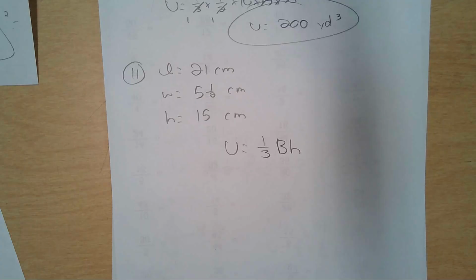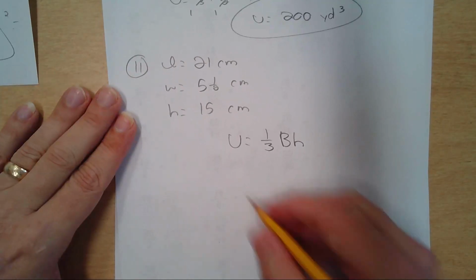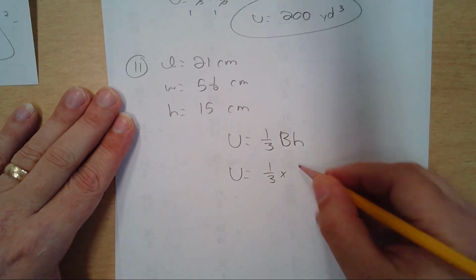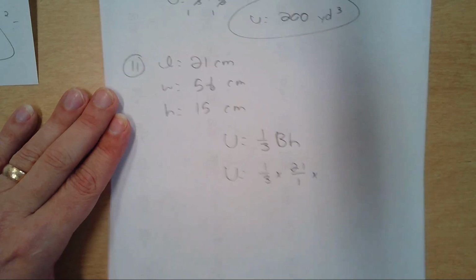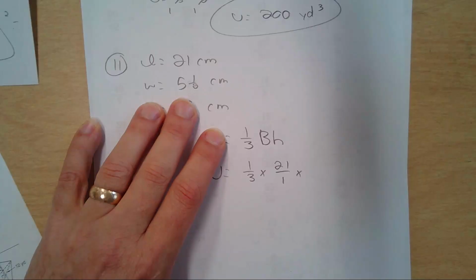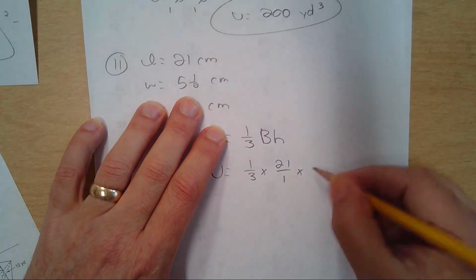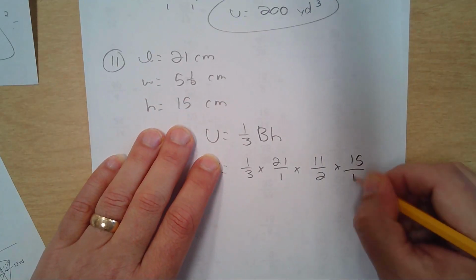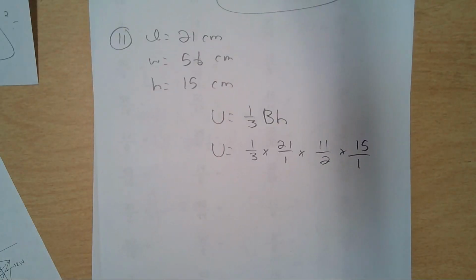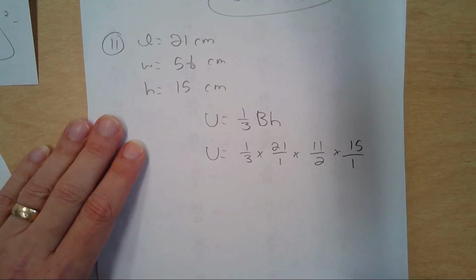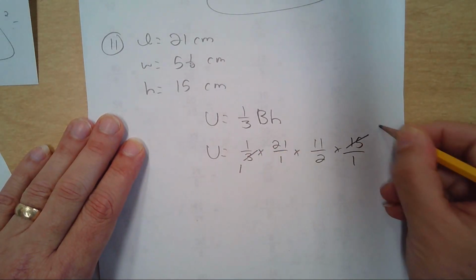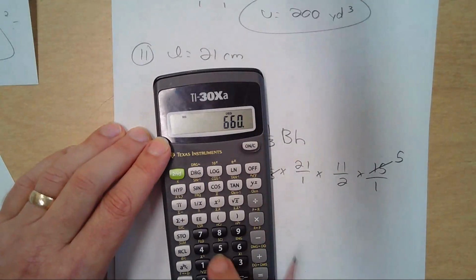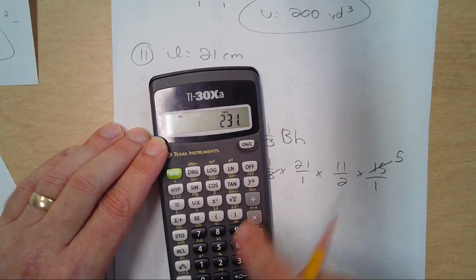So 1/3 base height. Base, of course, is a rectangle. So 1/3 times the length. Write it this way. When I'm dealing with these fractions, it's easier just to write them in proper fraction form. So I would write that as 11/2. And I won't be able to get rid of the 2. I can get rid of the 3, though. Put it into either the 5 or the 21. So I will have a fraction left over here.